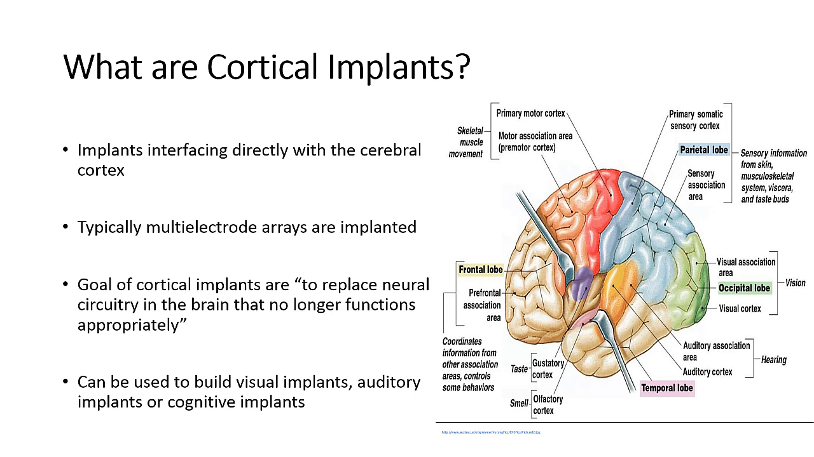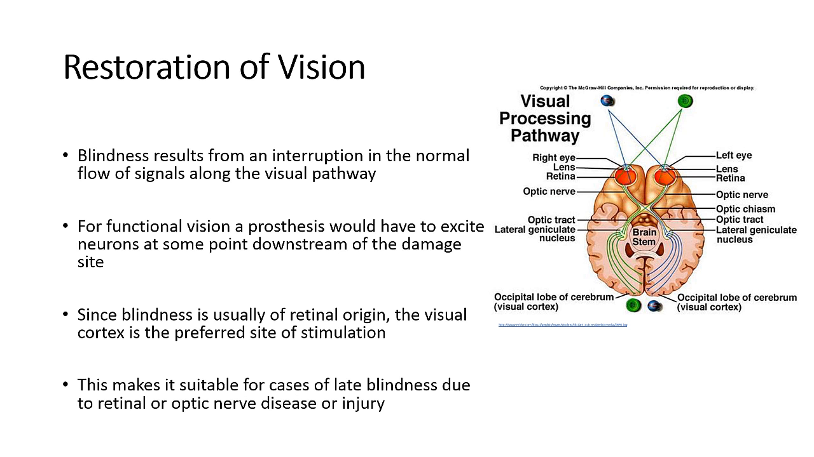As you can see on the right, the multi-electrode array would be implanted in that part of the cerebral cortex which needs to be treated. So for example, in the case of a blind person, the visual implant would be implanted within the visual cortex in order to provide treatment. Hence, in that way, it can be used to build visual implants, auditory implants, or cognitive implants.